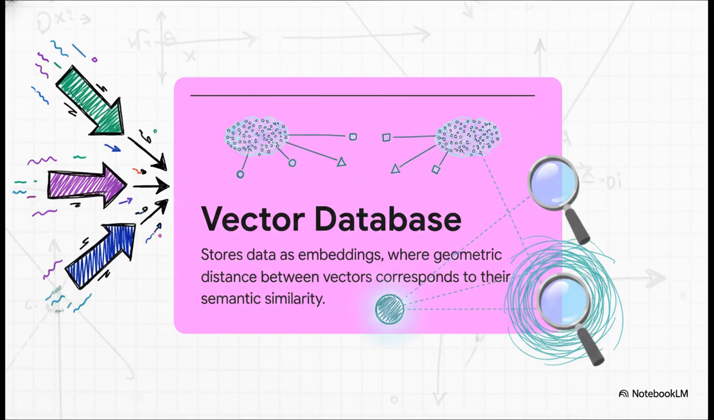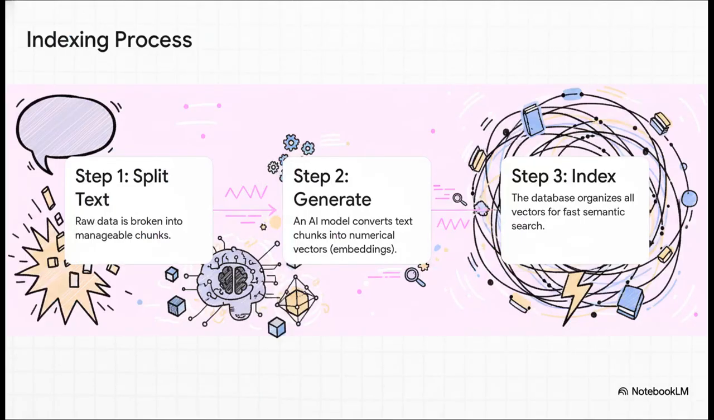It's pretty cool. Getting the data into the system is actually a pretty straightforward three-step process. First, you take your raw data, say a bunch of chat logs, and you split it into smaller, manageable chunks. Next, you feed those chunks into an AI model, and its job is to turn each one into a numerical vector. That's your embedding. And finally, the database takes all those vectors and indexes them, which is basically just organizing them so it can perform searches at lightning speed.